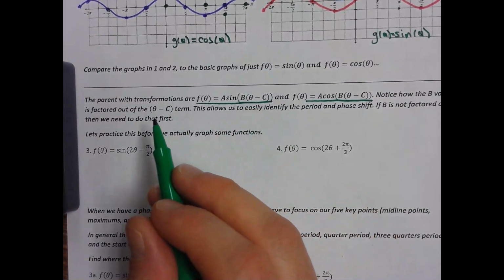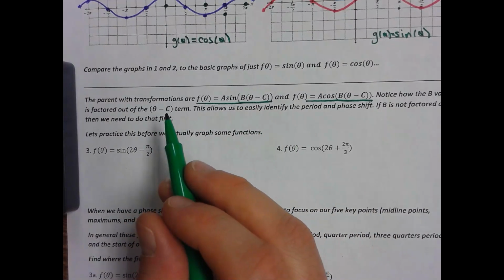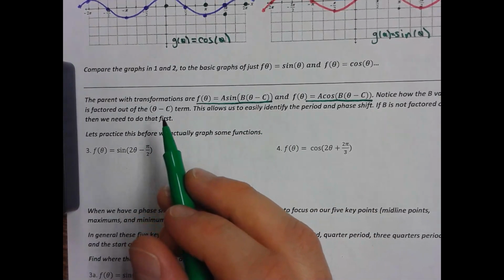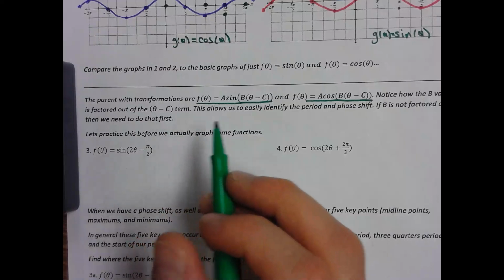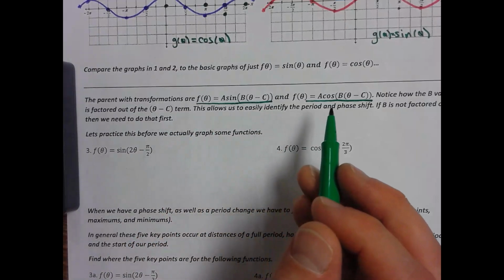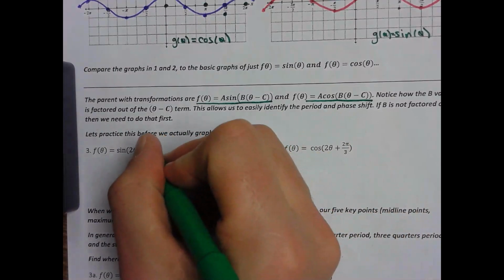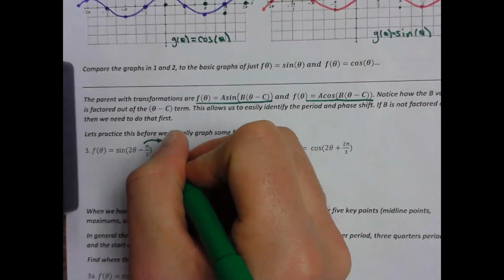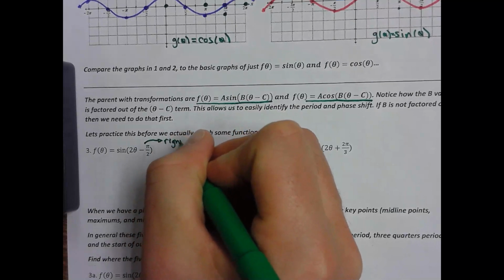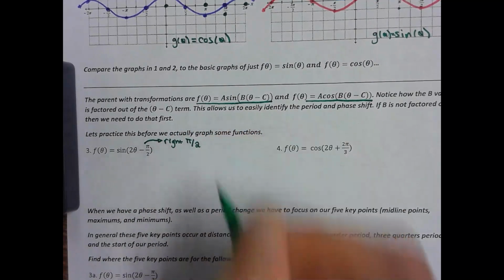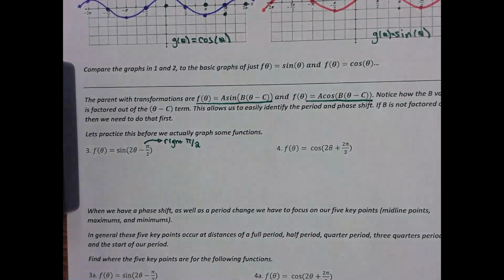Notice how the b term is factored out of the theta minus c term. That's something that we're going to have to do, and the reason is that way we can easily identify the period and the phase shift. Because without that, a lot of us are going to see this and say, hey, that's shifted right by pi over 2. But that's not true.